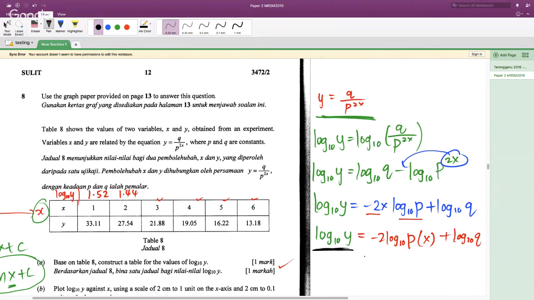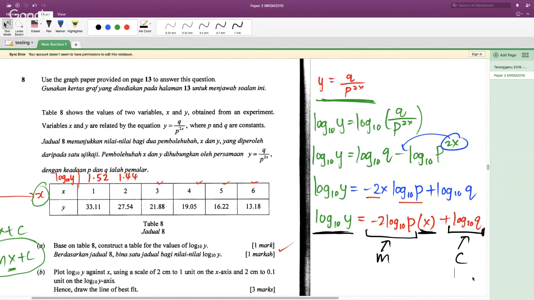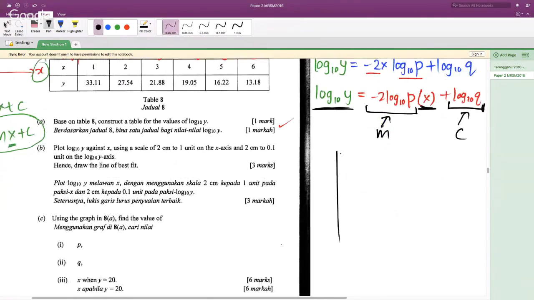Okay, so in this pattern, this is my y. Exactly, my y is log 10y. My x is just x. So therefore, I know the whole thing here is my gradient, and then the whole thing here is my vertical intercept. It means later you sketch the graph.